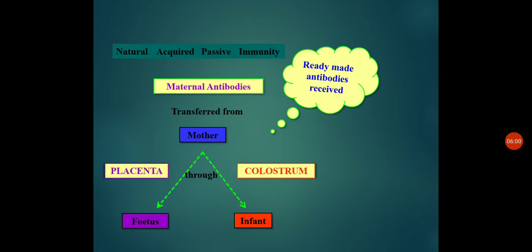I'll explain once again. In natural acquired passive immunity, the mother provides the antibodies to the fetus and the infant: to the fetus in the embryonic stage through the placenta, and to infants through the colostrum. In both cases, the mother's body provides the ready-made antibodies to the young one, and such passive immunity is known as natural acquired passive immunity.